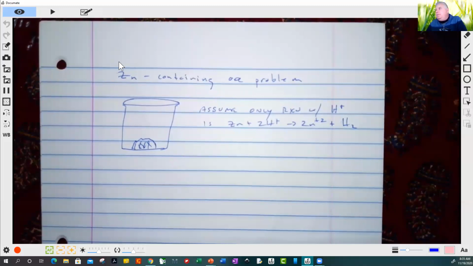Right? So if you actually had a rock like this or a bunch of sand or something, this might not be a bad place to start because there are very few reduced metals in nature, and very few of them react with H plus to make hydrogen gas.